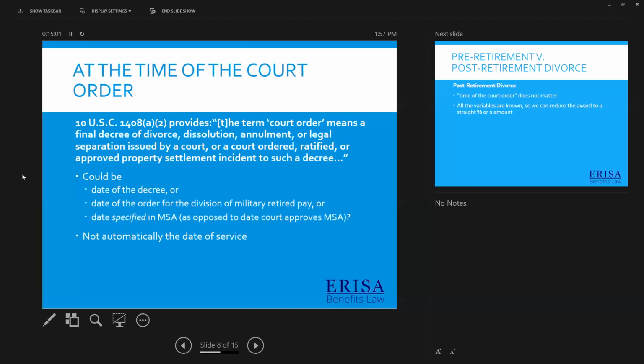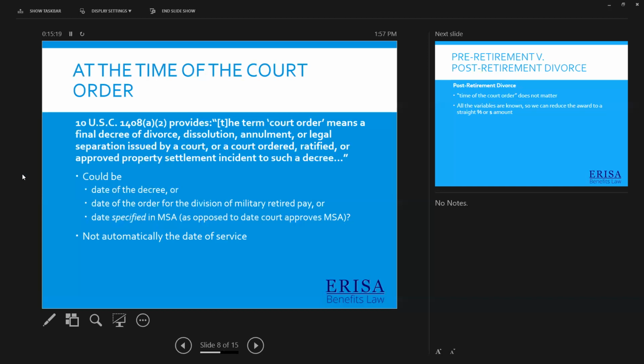I have some thoughts about concepts that you can use to argue with each other about what it should be, which we'll talk about as well in a second. It's not automatically the date of service, but I think it could be the date of service if your decree says that it's the date of service.